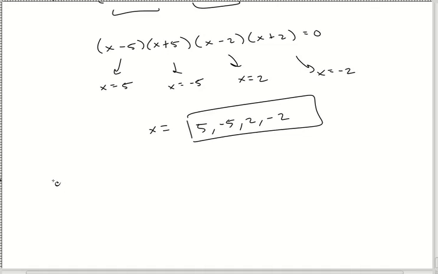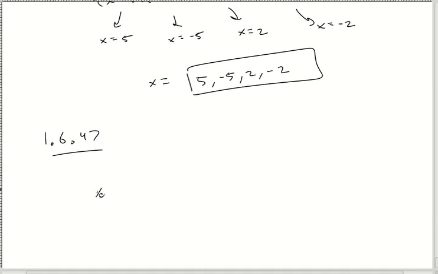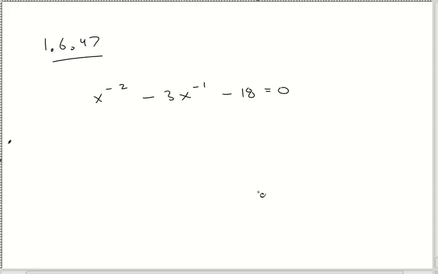Next problem. So 1, 6, 47. I got x to the negative 2 minus 3 times x to the negative 1 minus 18 equals 0. Huh? You know what's even better than all this? I didn't actually do this on my paper. I definitely want to do it with you at least a little bit here, if not the whole thing.